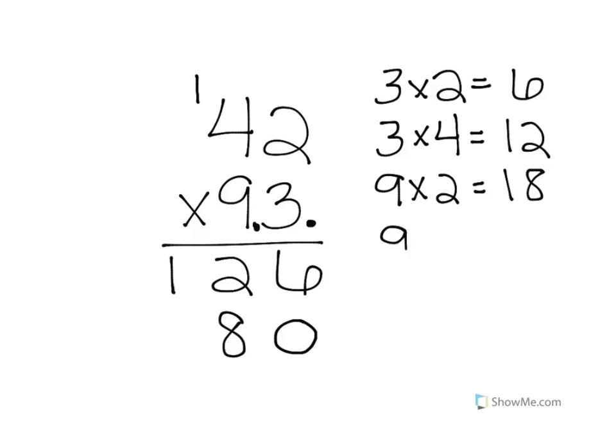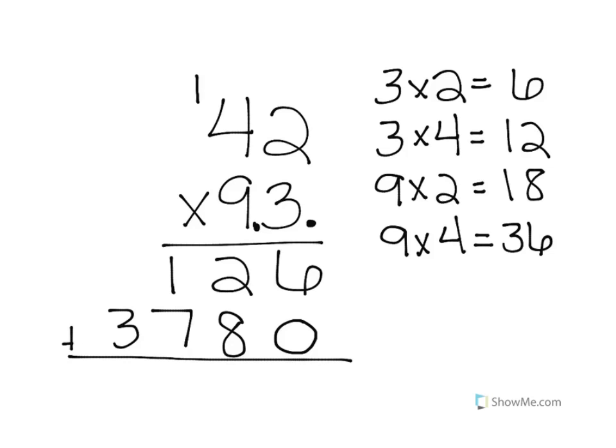Now I'm going to do 9 times 4. And that equals 36, but I have to add my 1. That equals 37. Put the 7. I have nowhere to carry the 3, so I'm going to drop that right here. Now I'm ready to add.